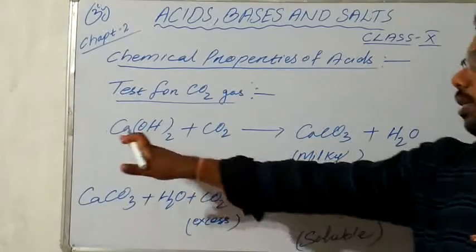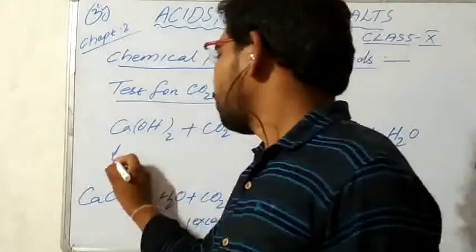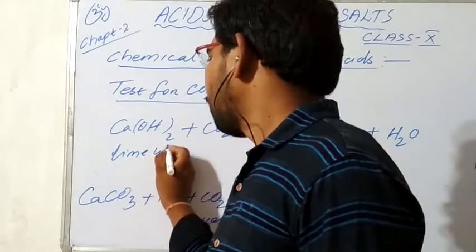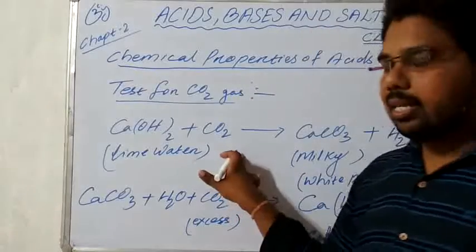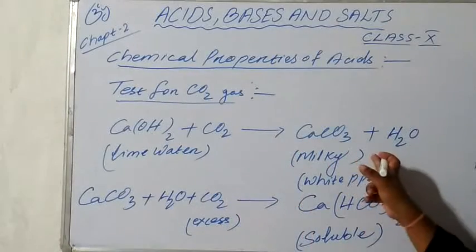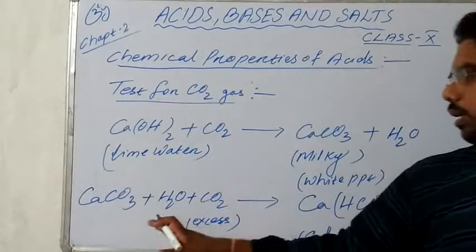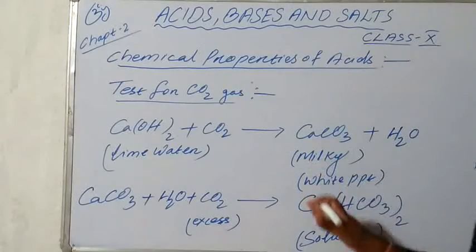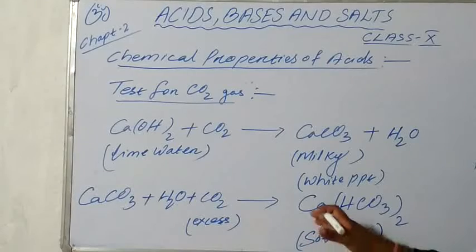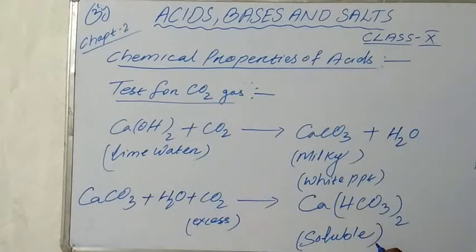First we pass carbon dioxide gas into lime water, and the lime water turns milky. When we pass an excess quantity of carbon dioxide gas, the milkiness disappears and calcium bicarbonate forms. Why does the milkiness disappear? Because calcium bicarbonate is soluble in water.